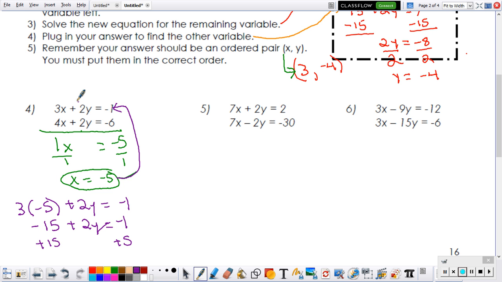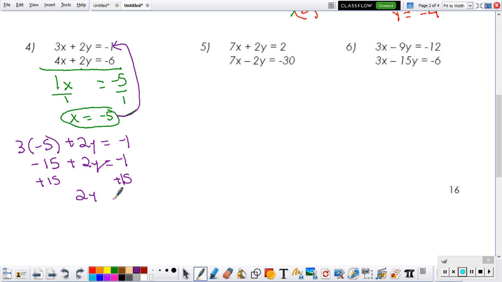I'm going to add 15 to both sides. And again, you can use the area above it because I don't know what happened to my problems. I get 2y equals 14. I'll divide by 2, and I get y equals 7. And that makes the ordered pair for this problem -5, 7.